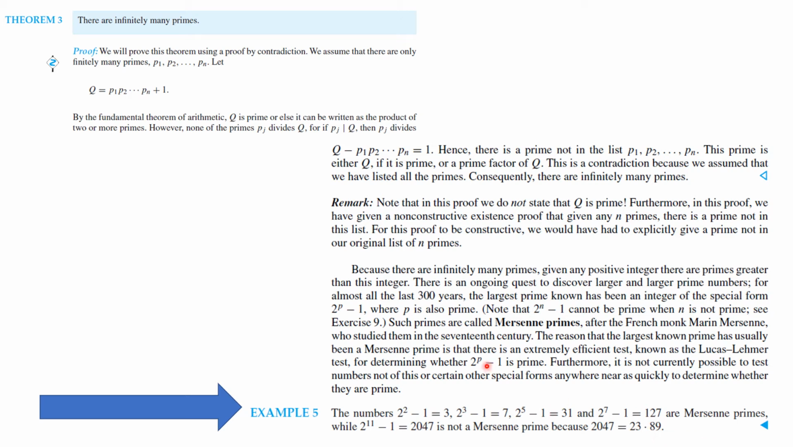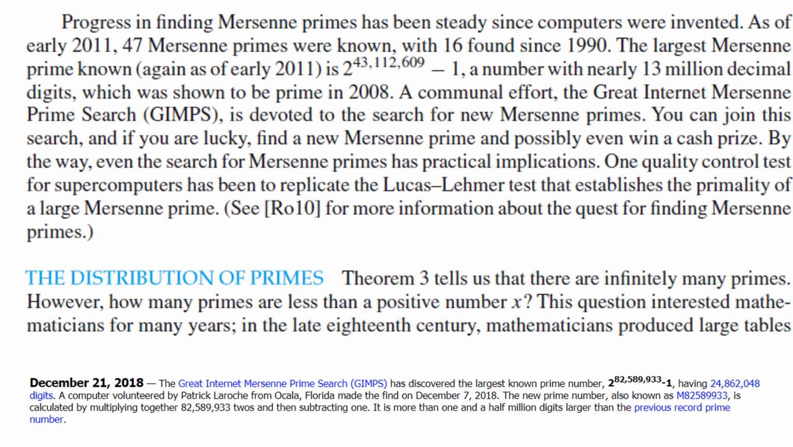So Mersenne primes are very important in the study of primes, and there is a thing called the Great Internet Mersenne Prime Search, or GIMPS, devoted to a search for new primes. They have a distributed algorithm where you can rent your computer out to them, join this search, find a new prime, and possibly even win a cash prize. Now, they do go through an intensive verification process, and you might also be involved in verifying the primes. And even the search for Mersenne primes has practical applications.